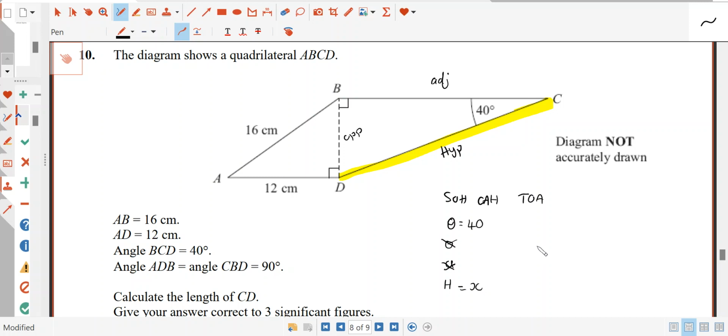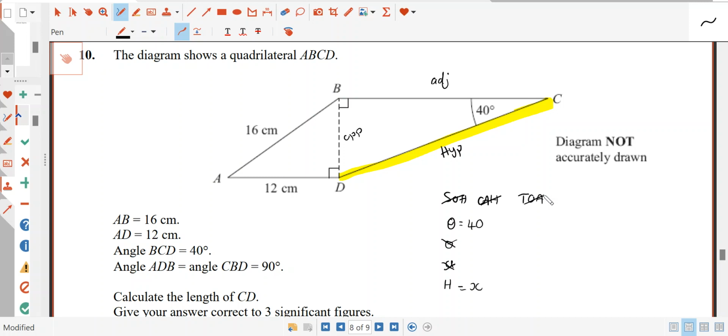Alright? And I'd be crossing out my SOHCAHTOA, my SOH, my CAH, and my TOA. So I'm stuck in this case. So what does that suggest? Actually, it doesn't. Not yet. It does suggest something. Do you have to find any angles?